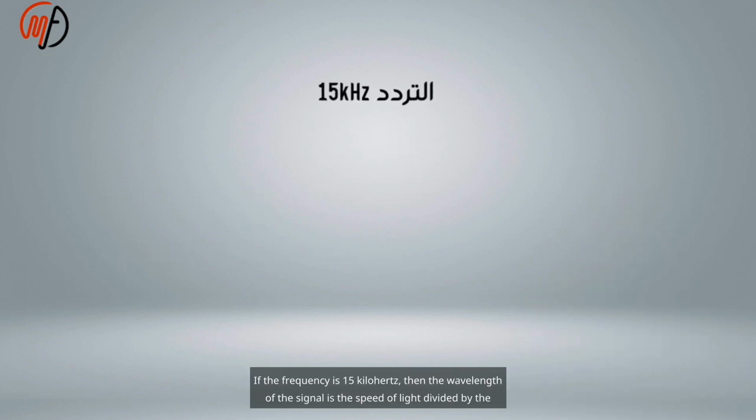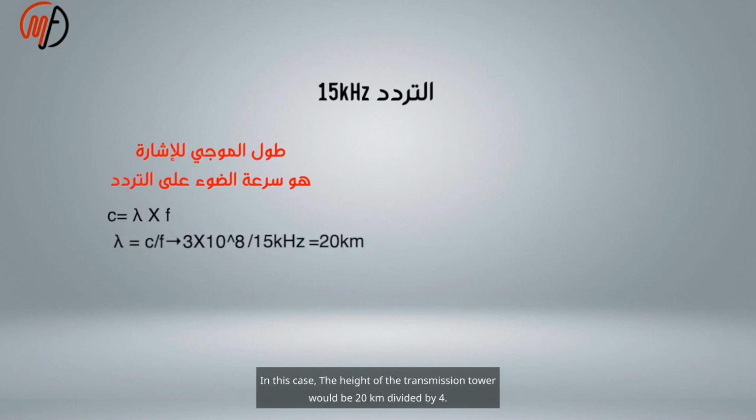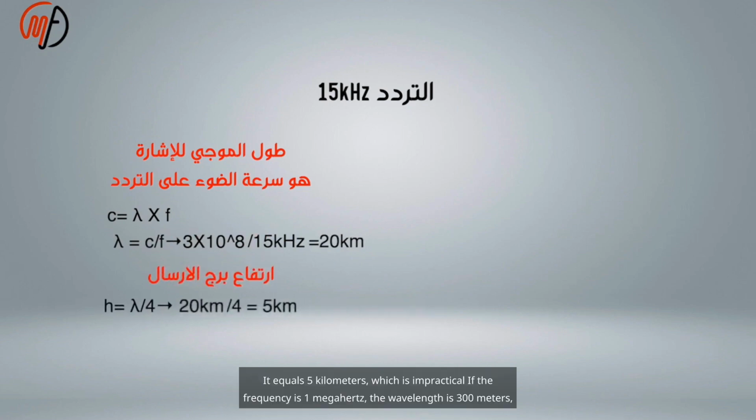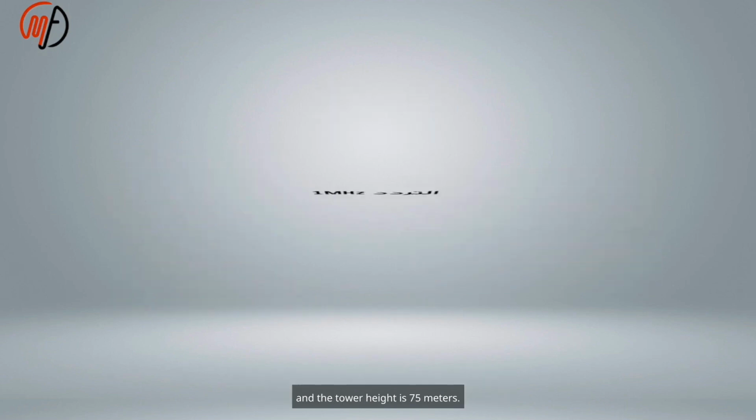If the frequency is 15 kilohertz, then the wavelength of the signal is the speed of light divided by the frequency, which means 10 to the power of 8 divided by 15 kilohertz, and it equals 20 kilometers in this case. The height of the transmission tower would be 20 kilometers divided by 4. It equals 5 kilometers, which is impractical. If the frequency is 1 megahertz, the wavelength is 300 meters, and the tower height is 75 meters.